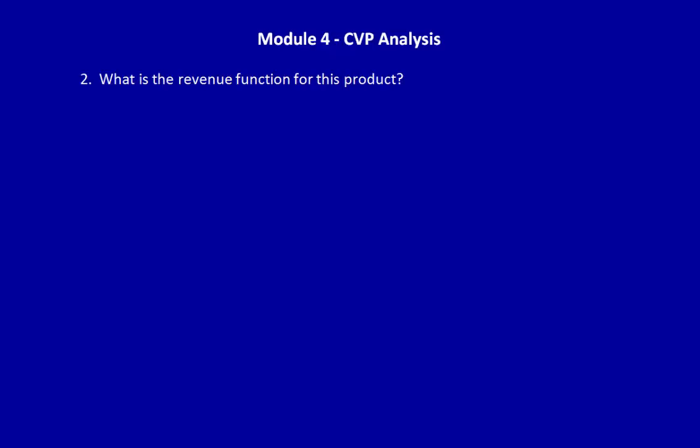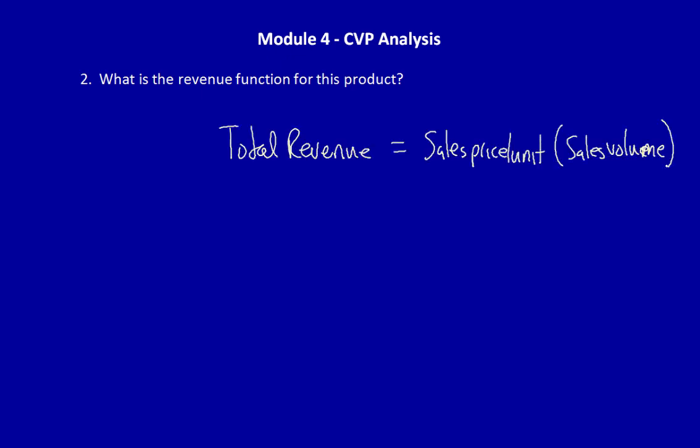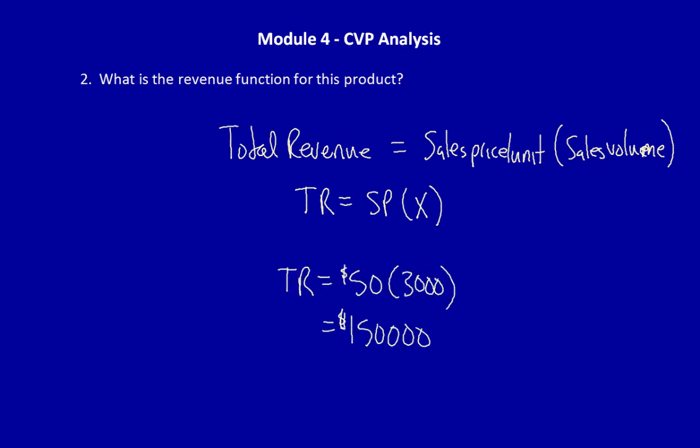What is the revenue function for this product? The revenue function tells businesses what the total sales revenue will be at any level of activity or sales volume. It's pretty easy to calculate. Total revenue is equal to sales price per unit times sales volume. A short form would be, let's see if it works at a sales volume of 3,000 units. If you look back at the contribution margin income statement, you would see that sales revenue is equal to $150,000.